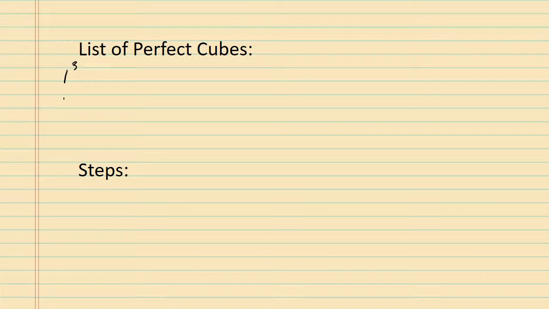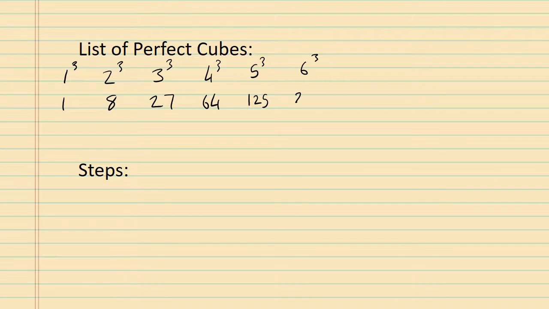1 cubed is 1. 2 cubed is 8. That's 2 times 2 times 2. 3 cubed is 27. 4 cubed is 64. 5 cubed is 125. 6 cubed is 216. 7 cubed is 343. 8 cubed is 512. 9 cubed is of course 729. And 10 cubed is 1000.